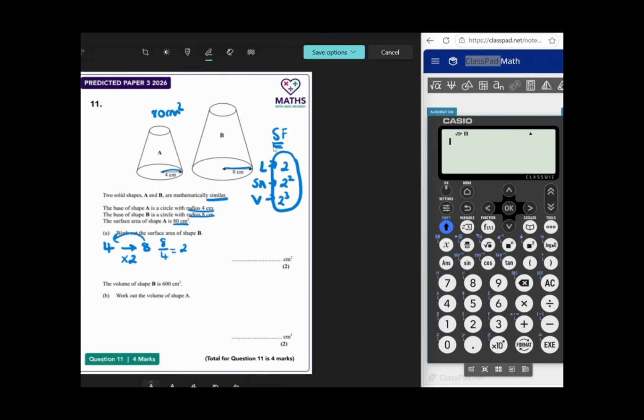So I've been given the surface area of A and I need to work out the surface area of B. So I'm going from the smaller to the bigger, so that means I'm multiplying by the scale factor. If you were going the other way, you would divide by the scale factor, but I'm going this way.